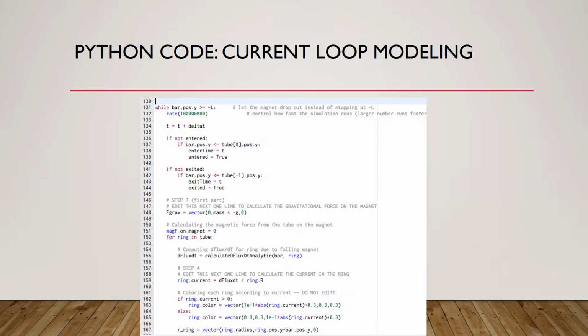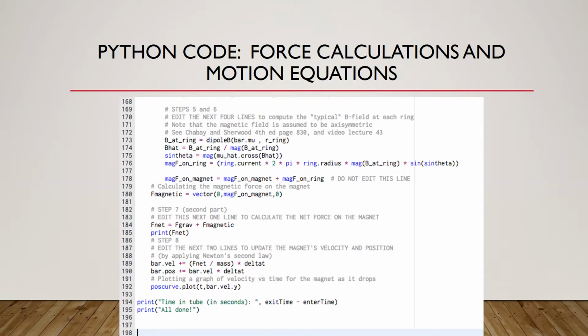To calculate the current running through each ring, we use the dΦ/dt divided by R method, which is basically just EMF over R, which is the regular equation for current. And this is where our second function shown on the previous slide comes in handy, as you can see. Now, as I mentioned on the slide before, this loop also takes into consideration the B field acting on each ring due to the falling magnet.